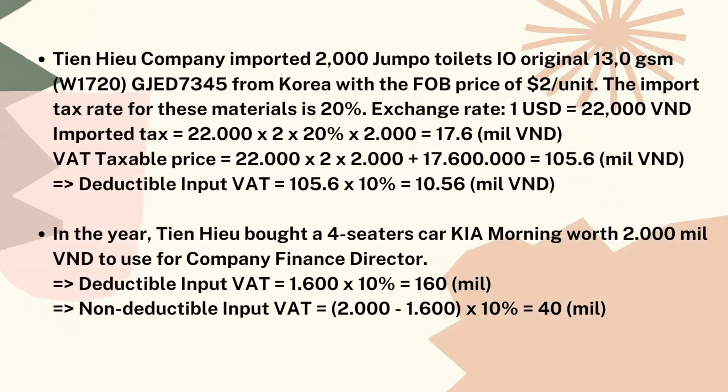The next is Tiến Hậu Company imported 2,000 sample toilet IO original 13 GSM from Korea with the FOB price of $2 each unit. The import tax rate of these materials is 20%. Exchange rate is $1 equal to 22,000 VND. So here, deductible input VAT will equal 10.56 million VND.